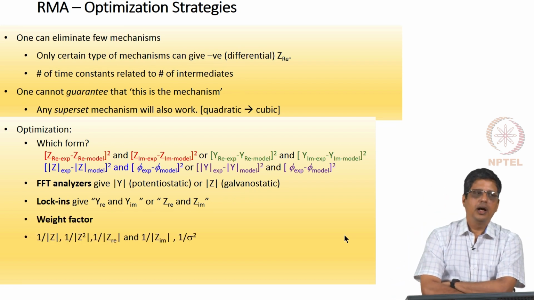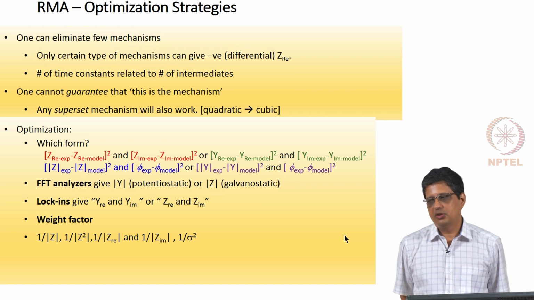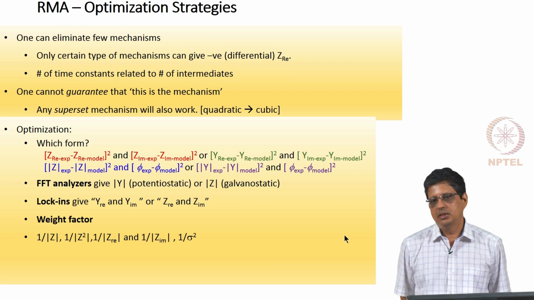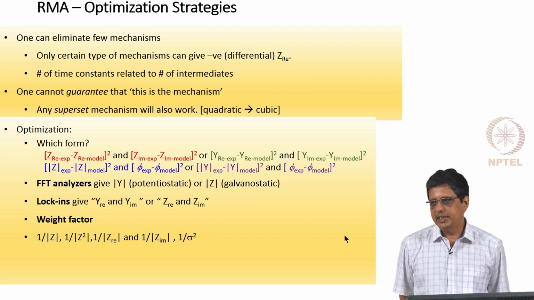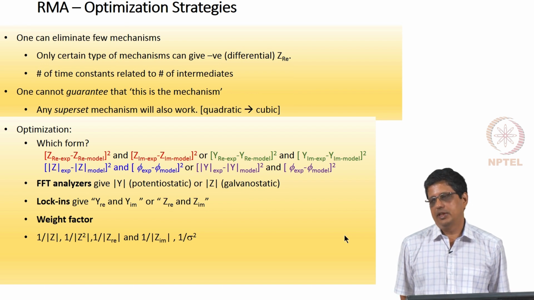Okay. High frequency data gives you information on the solution resistance, and the double layer capacitance, and that is usually not that difficult to find. The low frequency, mid frequency data contains information about the reactions. Okay. You have to give weight for this.